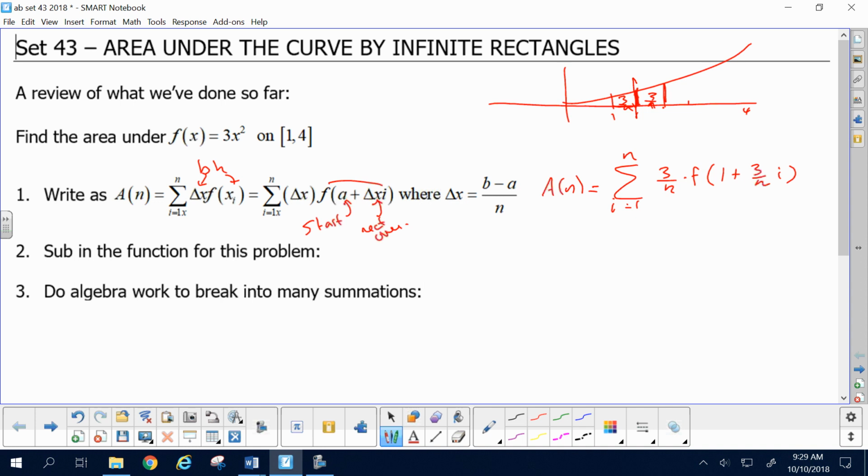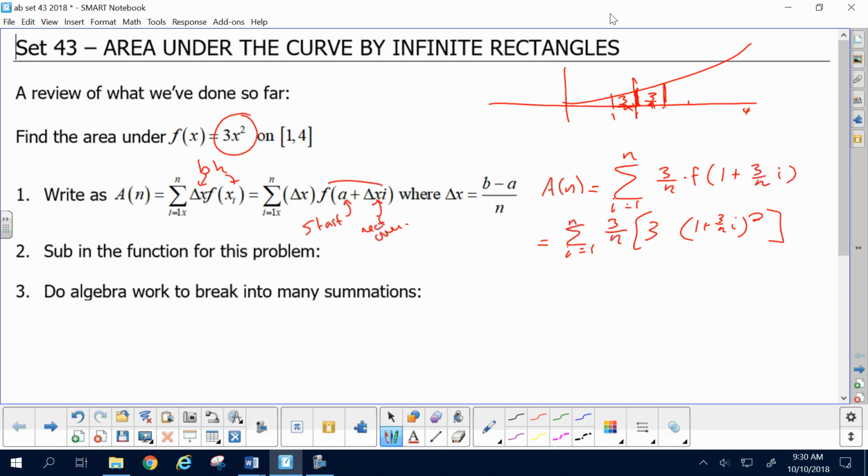After that, we start to get function specific. In this case, the function is 3x squared. So rather than write this as f of this, I'm going to write this as 3 over n times 3 blank squared, because that's what the function is. And in that blank goes all these different x's I'm trying to put in. 1 plus 3 over n i times. All right.